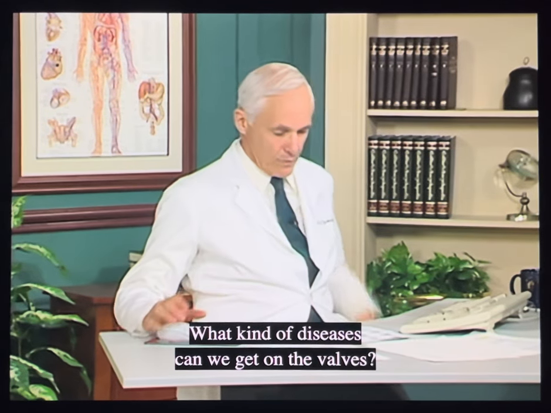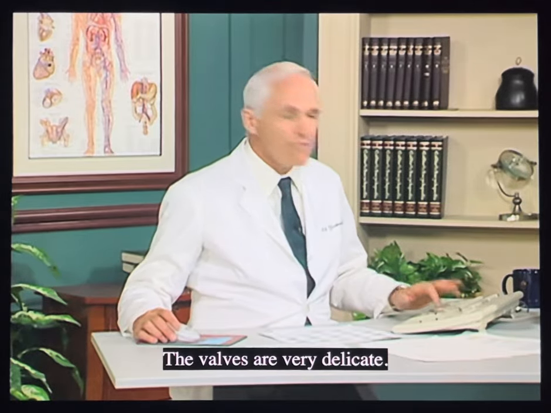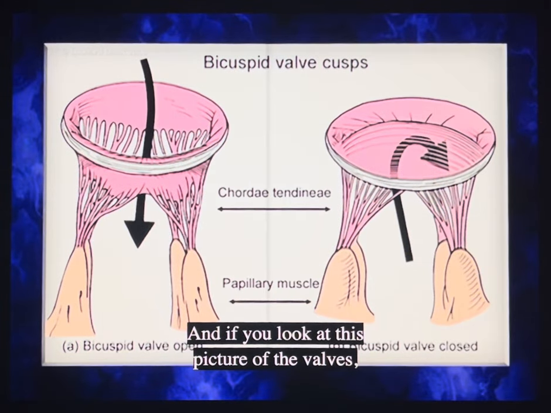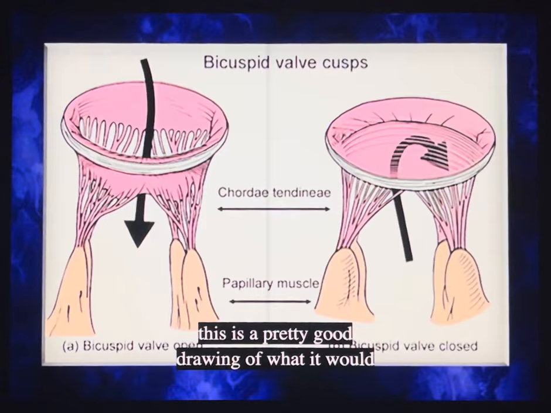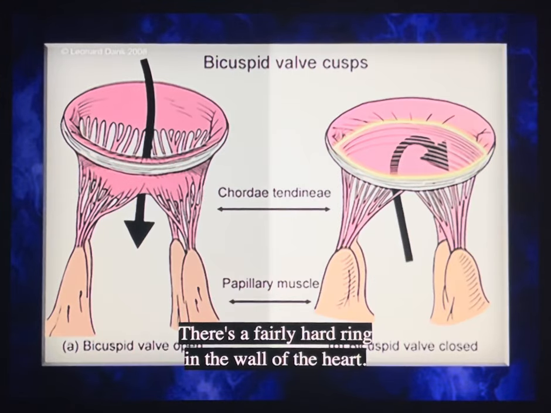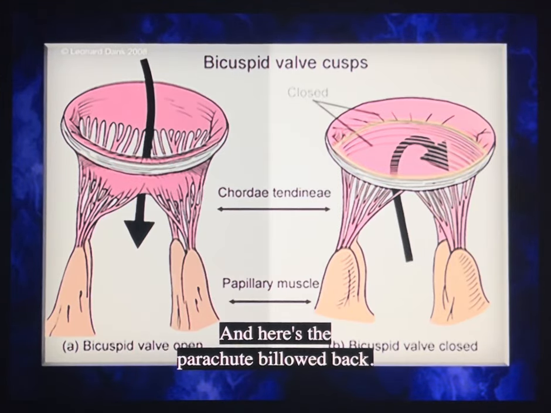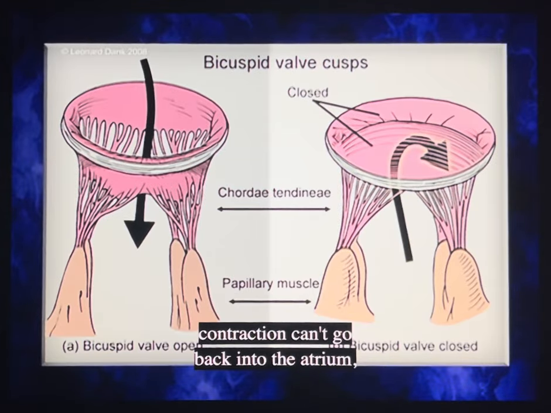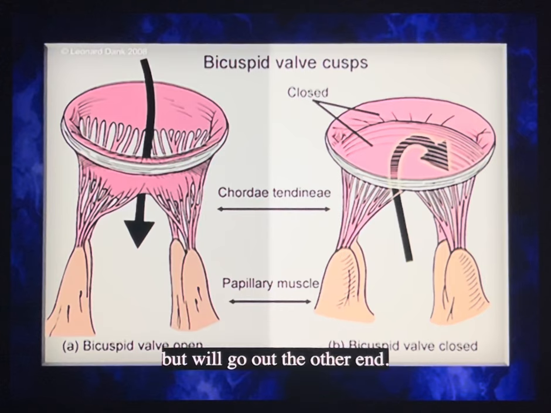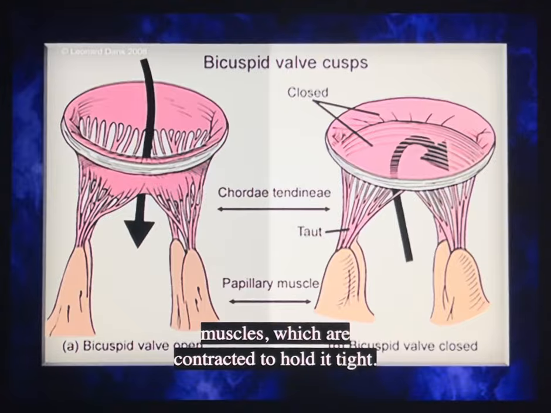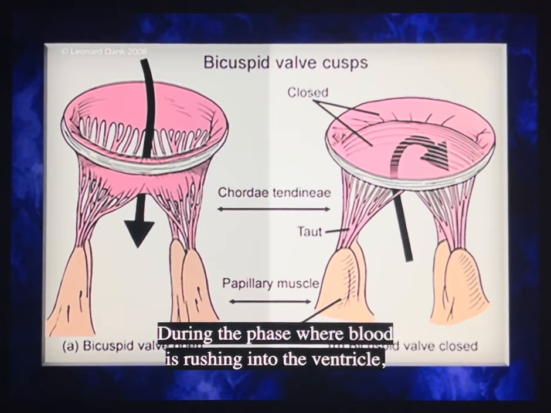What kind of diseases can we get on the valves? The valves are very delicate. They look like fine, fine silk. And if you look at this picture of the valves, this is a pretty good drawing of what it would look like if you took it out. There's a fairly hard ring in the wall of the heart. And here's the parachute billowed back. So we have to presume that the blood during ventricular contraction can't go back into the atrium, but will go out the other end. Here's the tight chordae tendineae and the papillary muscles, which are contracted to hold it tight. During the phase where blood is rushing into the ventricle, here the valve is open.